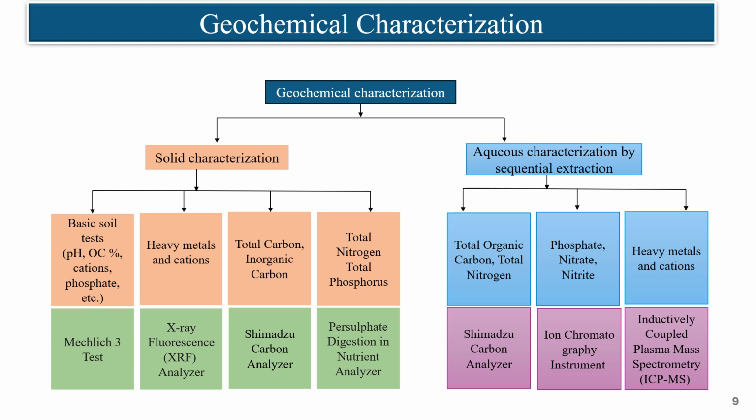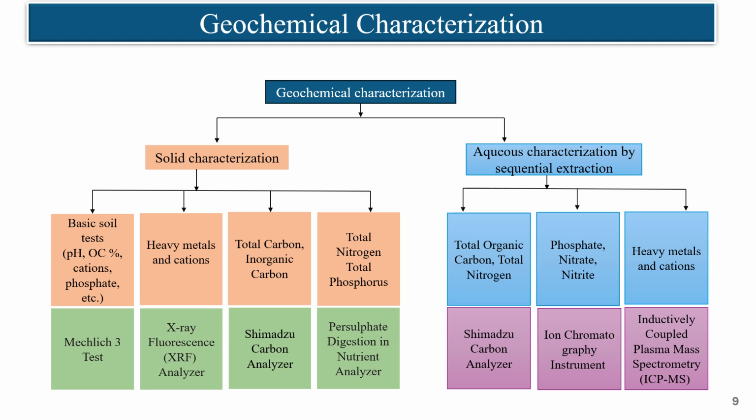After the soil samples were collected, they were air dried in the lab, ground, and then subjected to different geochemical characterization, which included solid characterization as well as aqueous characterization. In case of solid characterization, solid soil sample was used for geochemical analysis, which includes basic soil test, heavy metals and cations, total carbon, inorganic carbon, total nitrogen and total phosphorus. And the instruments that are painted in green on the left bottom side of this figure were used for the geochemical analysis.